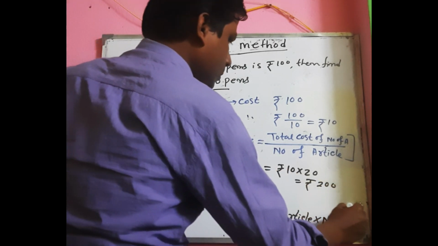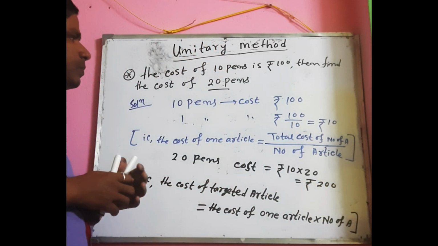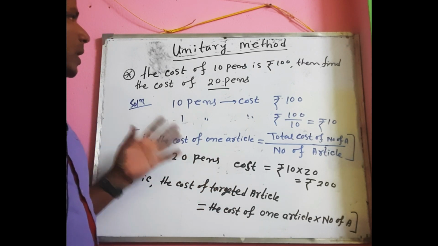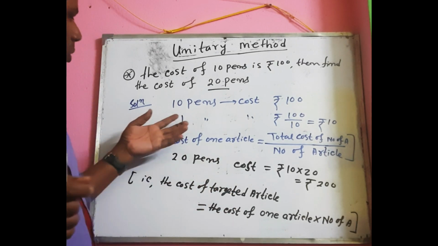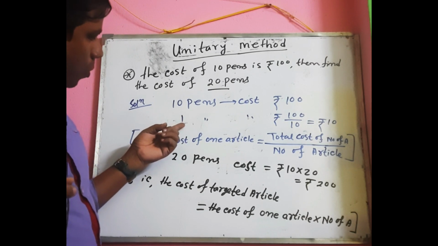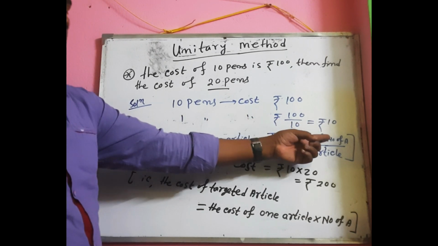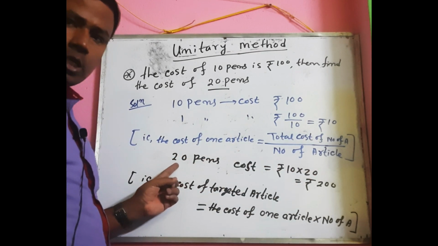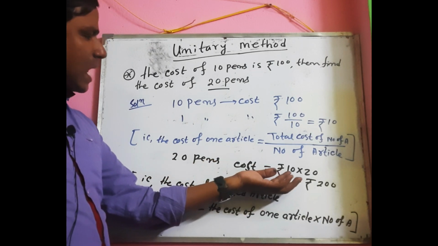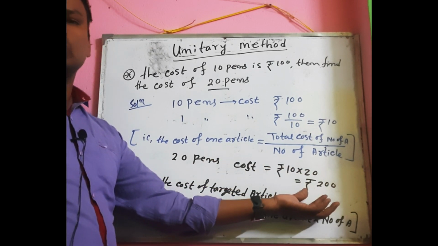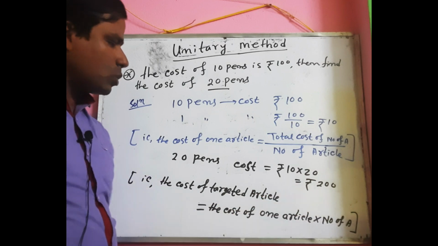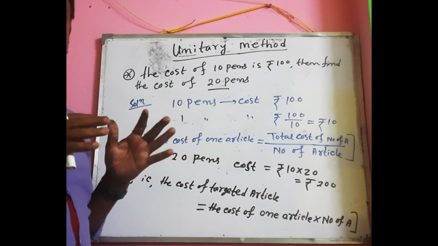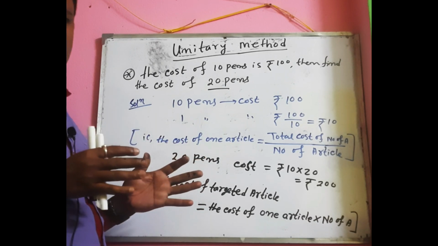So this is the formula or rule to use the unitary method. At first we want to find the cost of one article, then multiply with the number, here 20. So 10 multiplied by 20 is equal to 200. This is the idea of how we can use the unitary method.